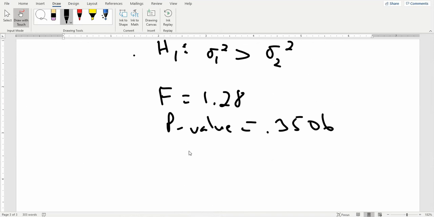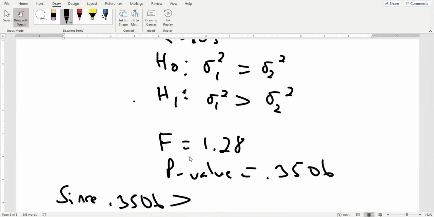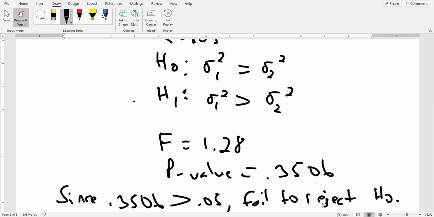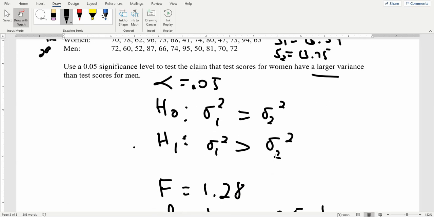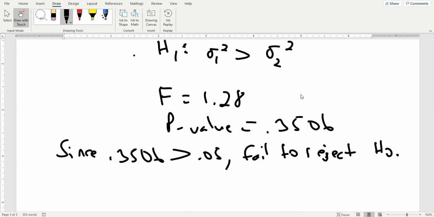Anyhow, since 0.3506 is greater than our alpha, 0.05, we fail to reject H0. What does that mean? There's no evidence to support the claim that test scores for women have a larger variance than test scores for men. There's no evidence of it. And that's it.